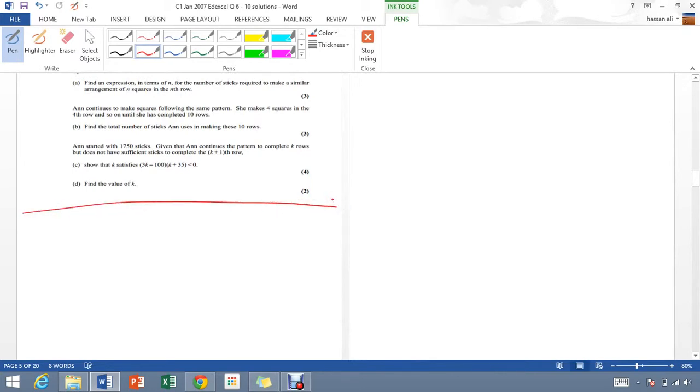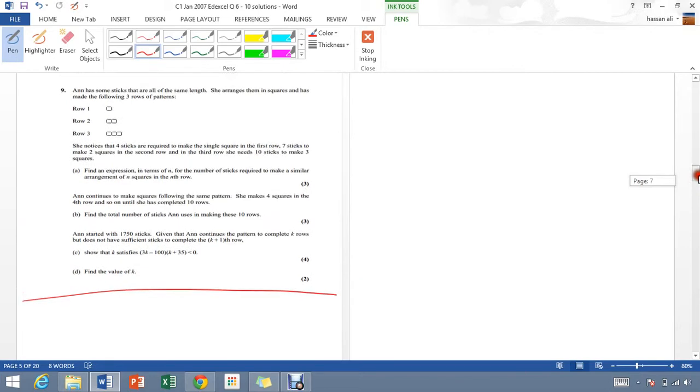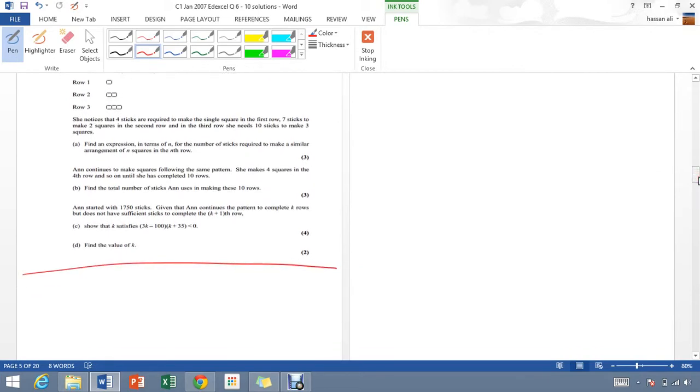So part A, you've got the sequence of 4, 7 and 10, and it is asking you to find an expression in terms of n. Now you have to know this formula here. For the nth term you have a plus n minus 1 d. That's your formula that you'll have to know. A is your first term, so in this case it will be 4, plus your n minus 1, plus your d. Now d stands for difference, which here is 3.